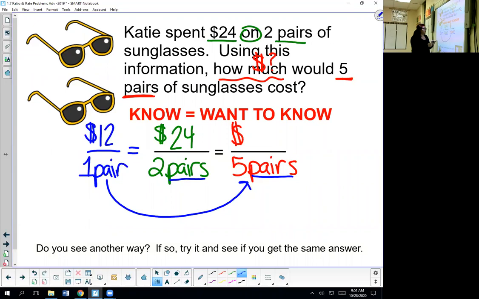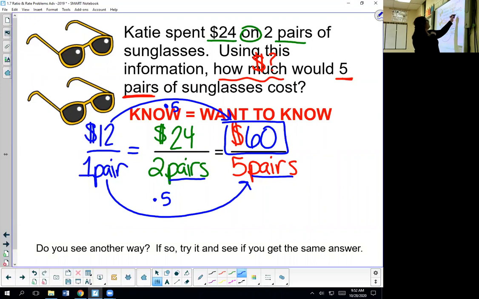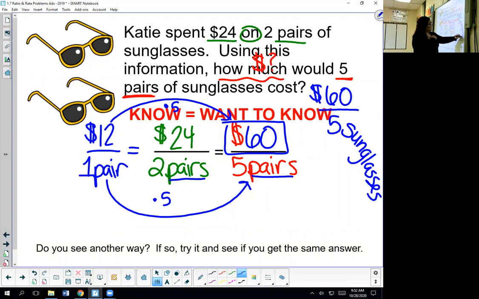If 1 pair is $12, I can multiply that by 5. Then I can do the same thing over here, multiply that by 5. And I get $60, which is the answer. So how much did I pay for 5 sunglasses? I paid $60 for 5 sunglasses. That is the answer that I want.